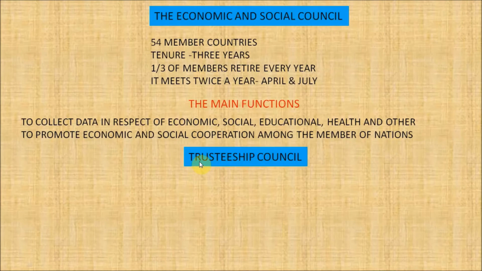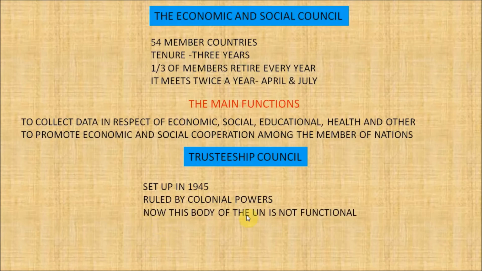Next body is the Trusteeship Council. The Trusteeship Council was set up in 1945 to help the nations ruled by colonial powers. There were 11 such nations, but now all of them are independent. So this body of the United Nations is now not functional.